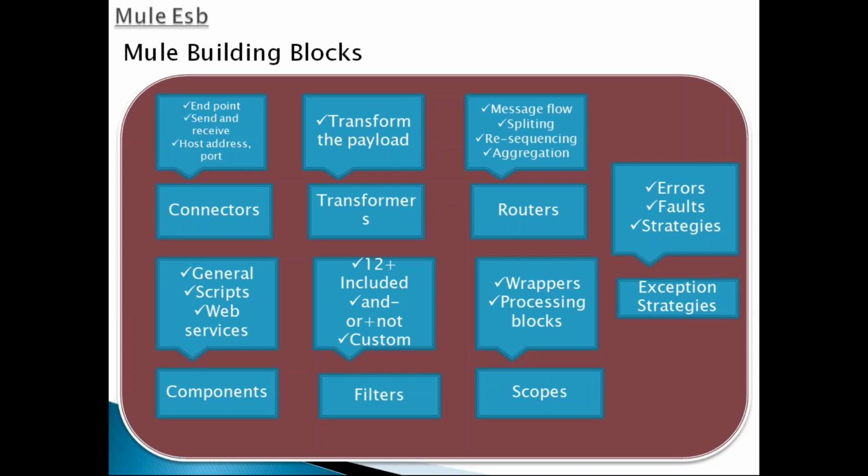So what are the building blocks? First and foremost are the connectors. And what is a connector? The connector is the endpoint. It sends and it receives. It has a host address and port details. For example, you have HTTP, SFTP, FTP. So there are different types of connectors which Mule has as a building block.